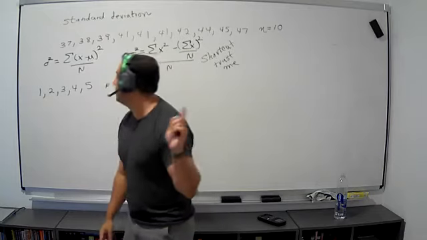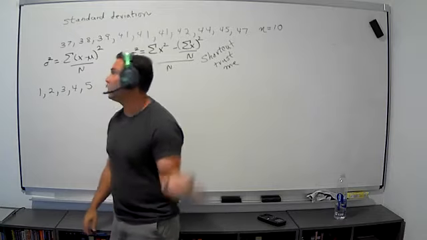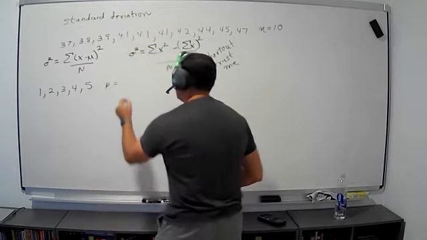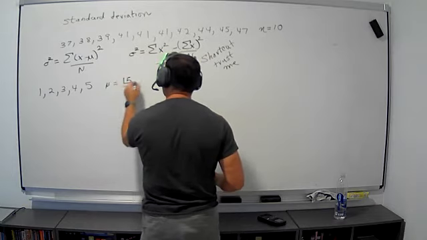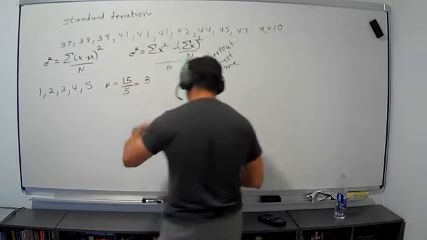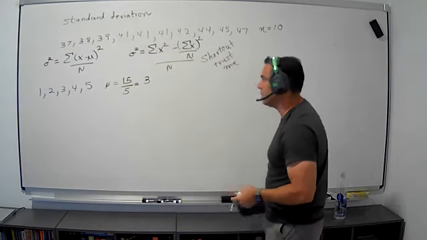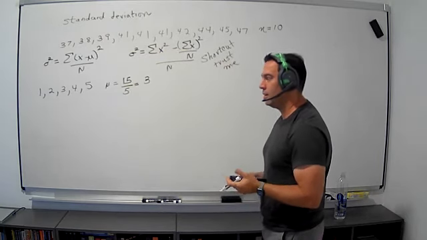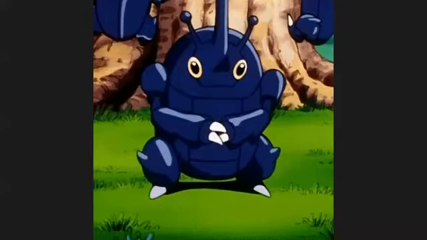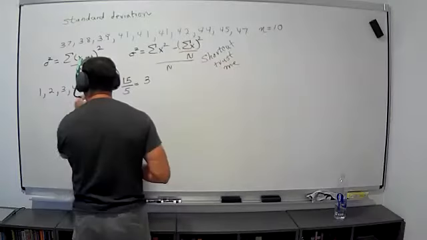5 plus 4 is 9. 9 plus 3 is 12. Plus 2 is 14. Plus 1 is 15. 15 divided by 5 is 3. So do we agree that the mean here is 3? Yes, we agree.